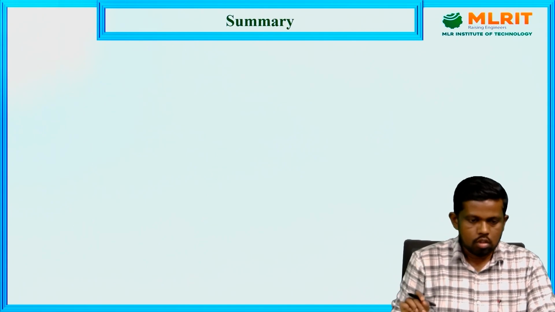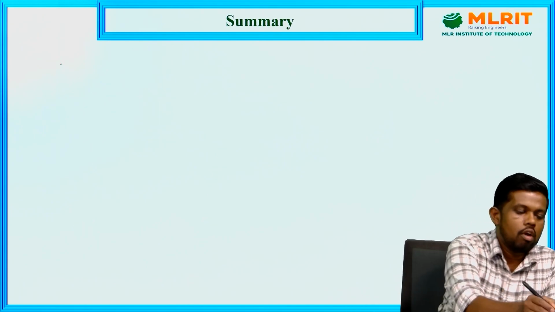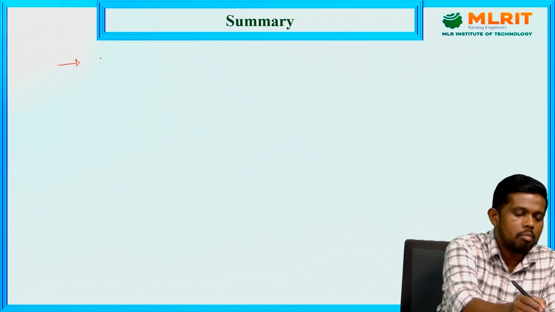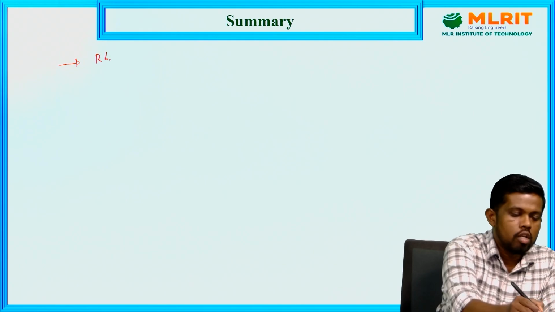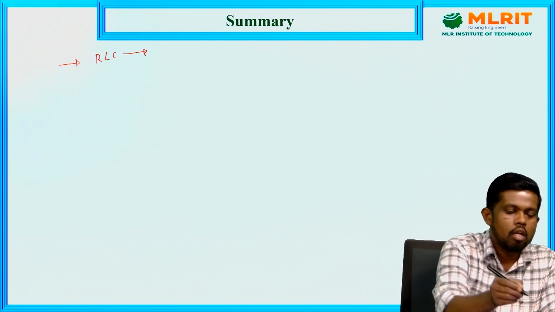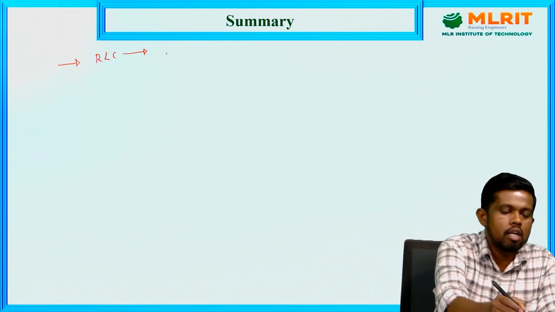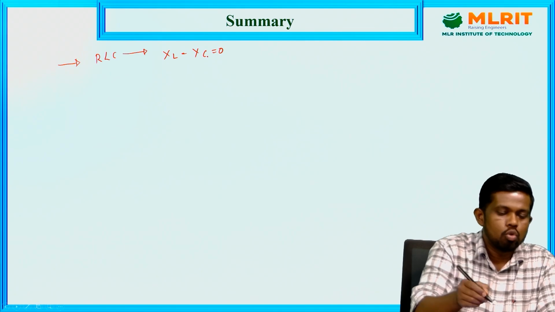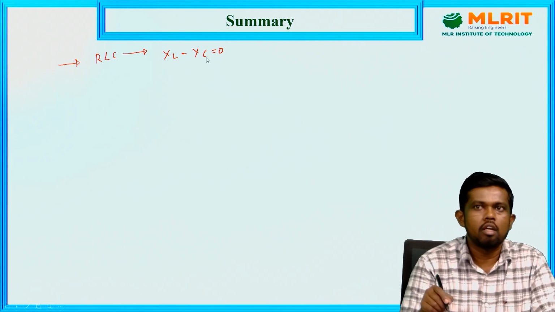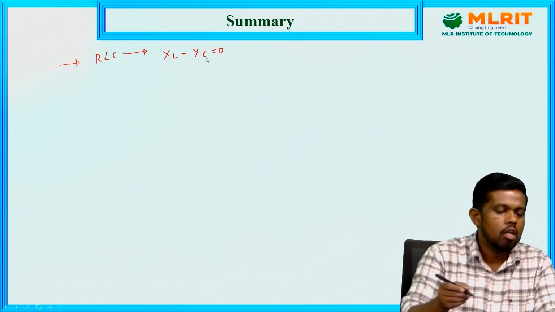So, the summary of the session: till now we have discussed the resonance condition of the RLC series circuit. The RLC series circuit is in electrical resonance when the net reactance is equal to 0, I mean XL minus XC equal to 0. The frequency at which the resonance condition is set is the resonant frequency, which we have found.